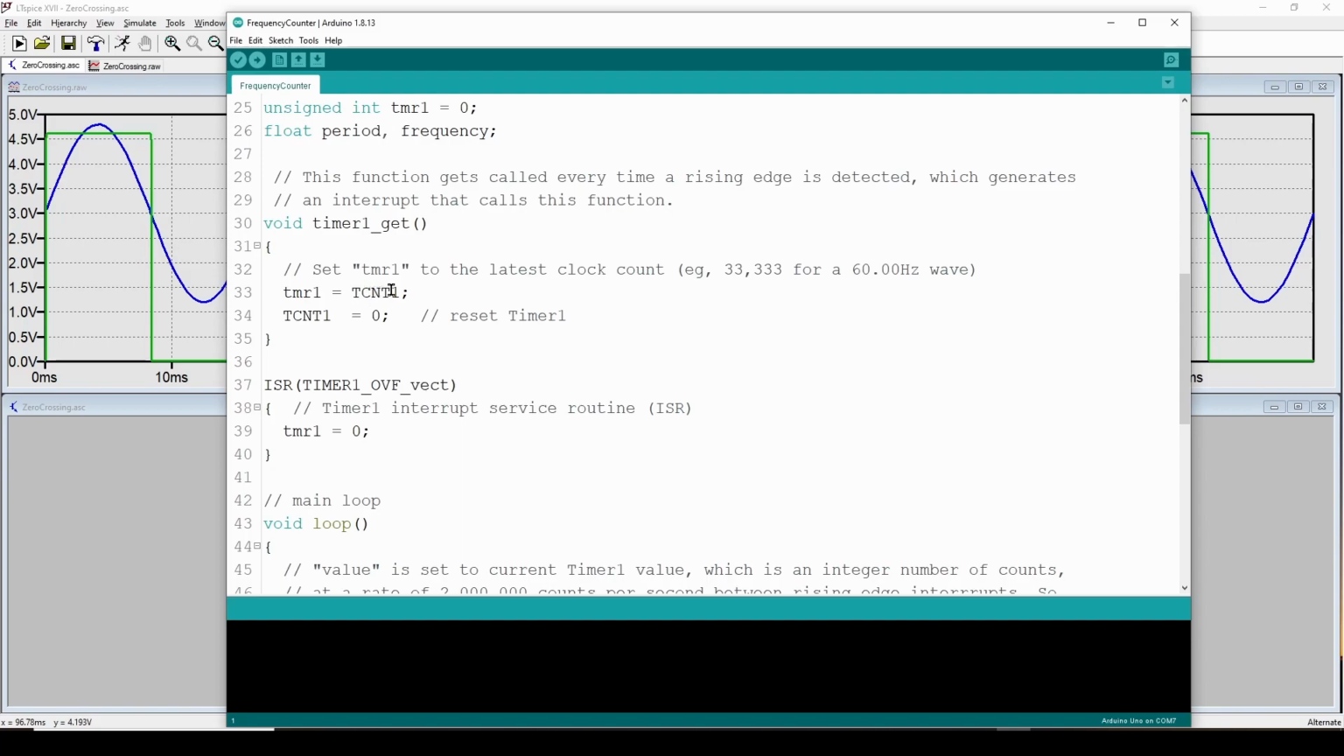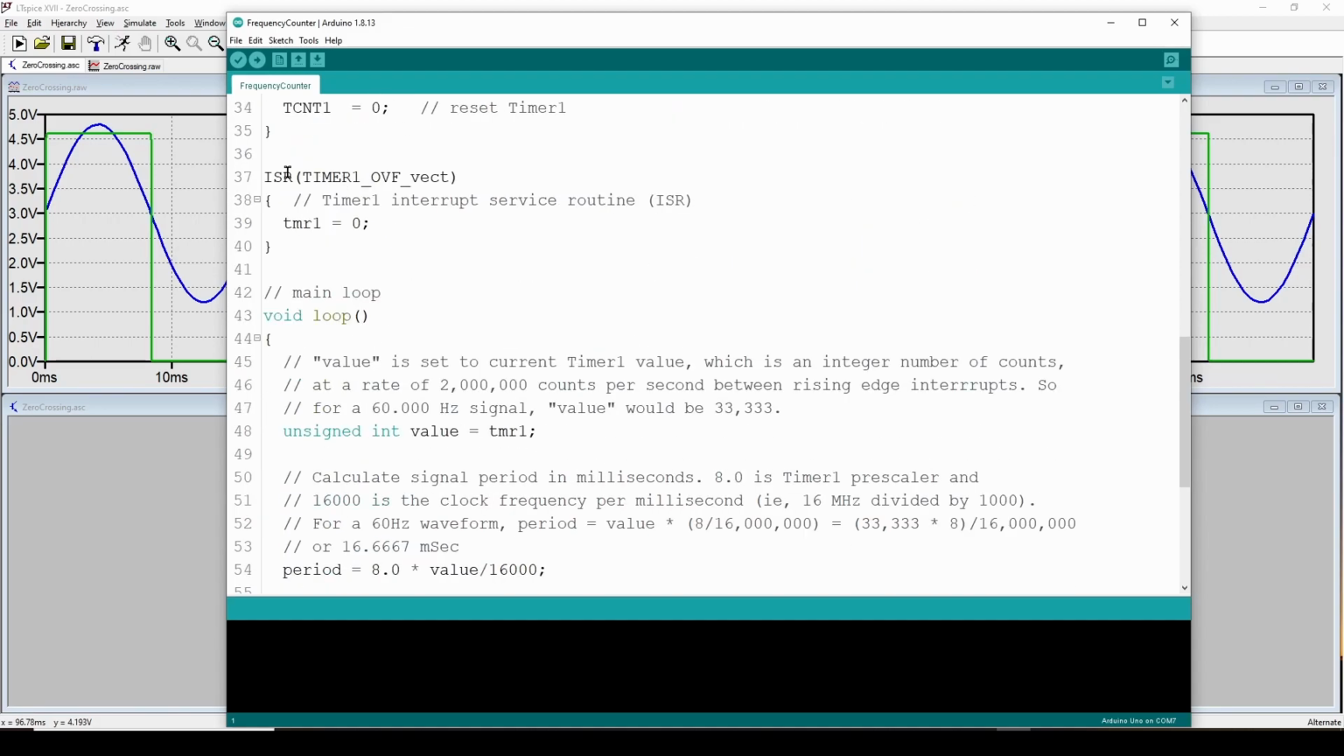So this TCNT1 is going to be the count that gets updated every time the timer counts. And so we're going to set timer1 to what's going to be like 33,333, and then reset the timer to 0 so it can start again. Okay. So at this point, after one cycle, or two rising edges, timer1 should see about 33,333.